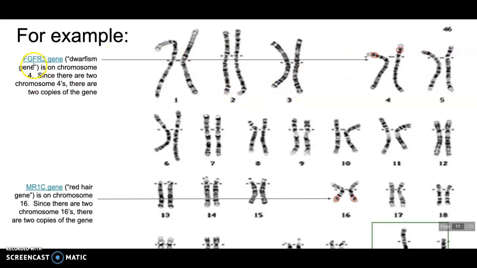So here's that example, FGFR3. So this is on chromosome 4. So here's the locus of the FGFR3 gene, okay? Since there are two chromosome 4s, there are two copies of this gene. So if you receive even just one copy of that dominant allele, then you will present with dwarfism. If you receive two, this actually results in death.